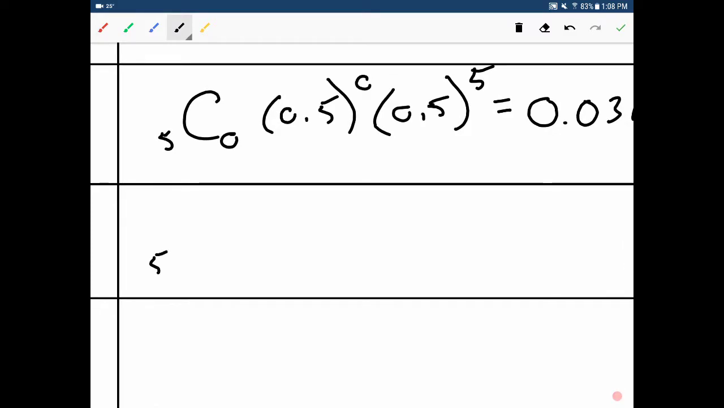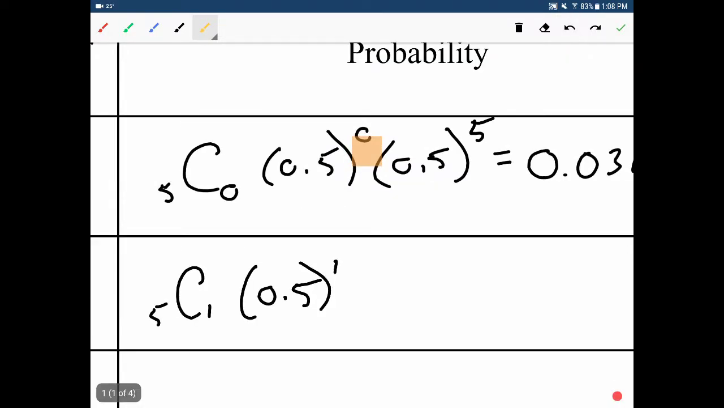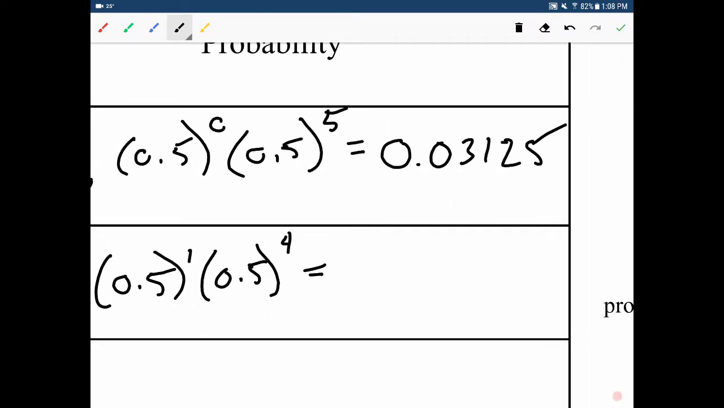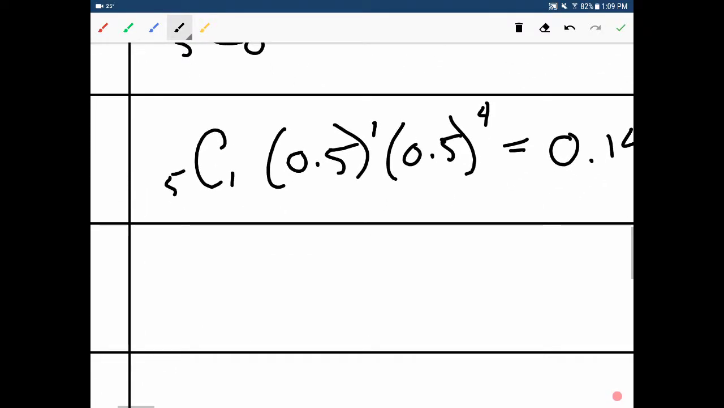So we'll have 5 choose 1, 0.5 to the power of 1. The exponent on the probability of success is going to increase by 1, whereas the exponent on the probability of failure is going to decrease by 1. That makes sense because we're having 1 more success and 1 less failure. Again, put it in your calculator if you don't believe me, but it is 0.15625. And then we just go again.